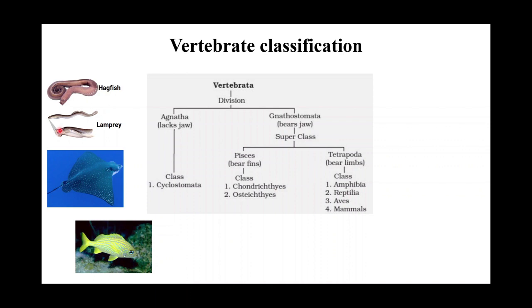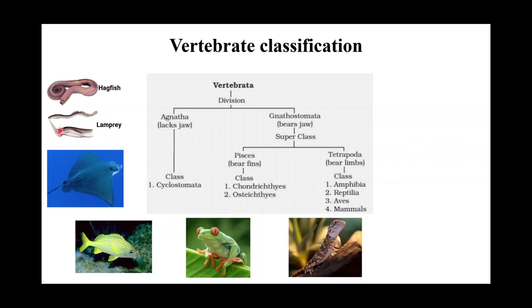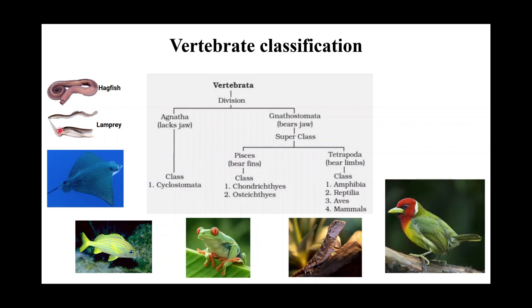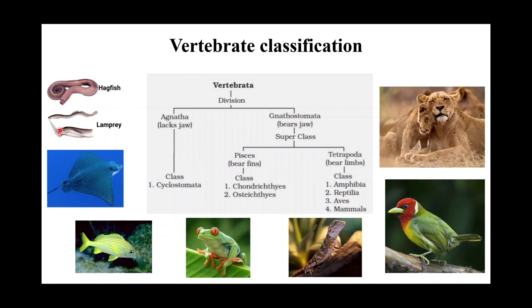If you have limbs as a mode of locomotion, you are a tetrapod. And in tetrapods, the basic mode of dividing these organisms is where they reside. So if you are on both land and water, you are an amphibian. If you are on land, you are a reptile. If you have feathers and you can fly, you are an ave. And if you are able to survive anywhere, and you are even more advanced than aves, but you lack wings, then you are a mammal.